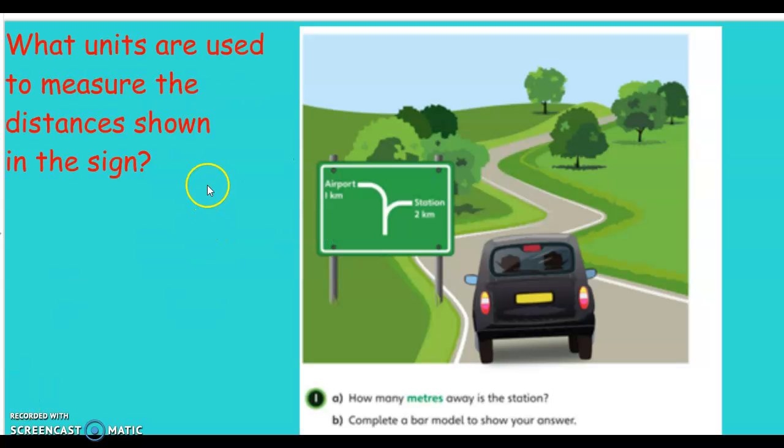Okay, and what units are used to measure the distances shown in this sign then? So if you can have a look, I'll try and underline it for you and I'll do it in red so it really stands out. It's a bit blurry again, but what you can see there is it says 1 km.